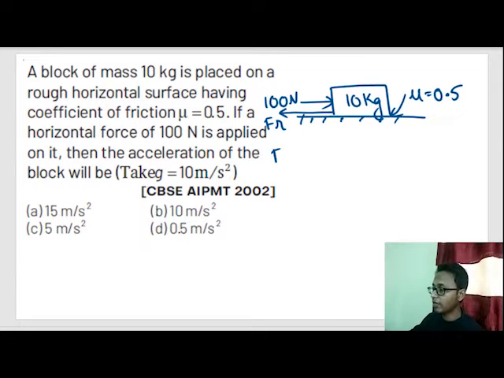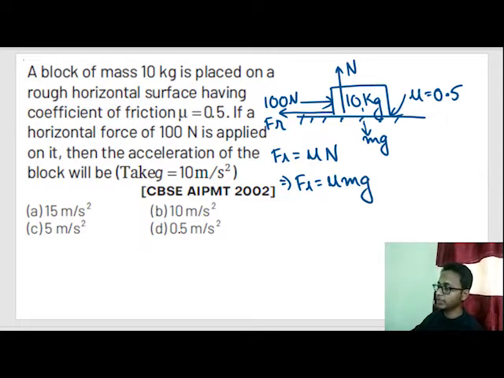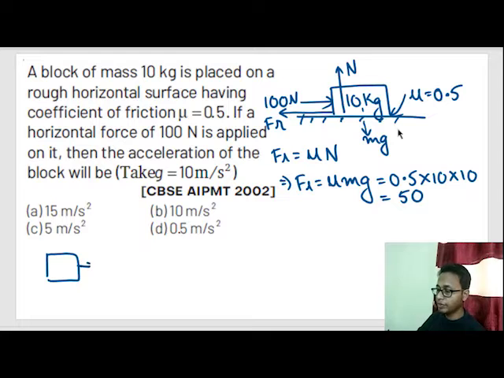Now what is the maximum value of this friction force? Maximum value of this friction force is mu n. So down here is gravity force and up here is normal reaction force, and we know that normal reaction force is equal to gravity force. So the maximum value of friction force is equal to mu mg, or 0.5 into mass 10 kg into g 10, which is equal to 50. So when 100 Newton is applied towards right hand side and the maximum capacity of friction force is 50 towards left hand side, that means there is a net force of 50 Newton towards right.